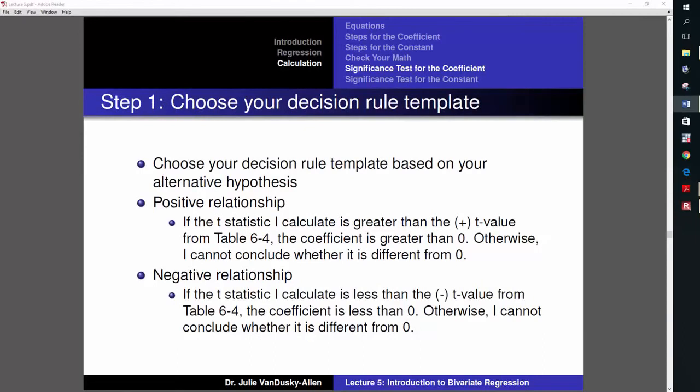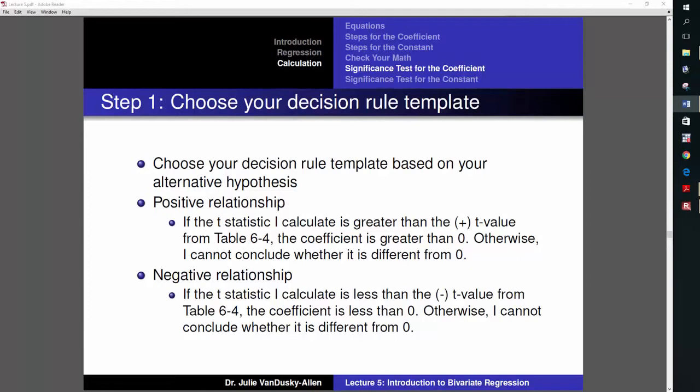Okay, so now I'm going to show you how to conduct a significance test, or t-test, on your B hat. The first step is to choose your decision rule template. This is based on your alternative hypothesis. If you think your independent variable should have a positive effect on your dependent variable, your decision rule template should be, if the t-statistic I calculate is greater than the positive t value from table 6.4, the coefficient is greater than 0. Otherwise, I cannot conclude whether it is different from 0. Alternatively, if you think your independent variable should have a negative effect on your dependent variable, your decision rule template should be, if the t-statistic I calculate is less than the negative t value from table 6.4, the coefficient is less than 0. Otherwise, I cannot conclude whether it is different from 0.